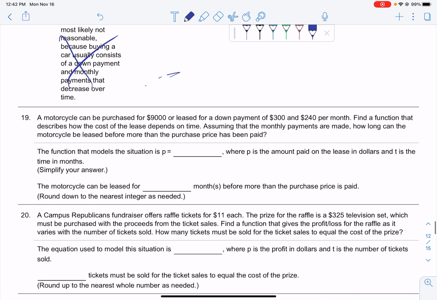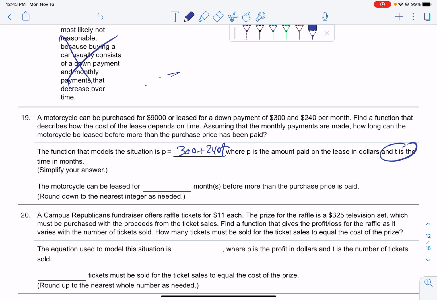Moving on, 19. A motorcycle can be purchased for $9,000 or leased for a down payment of $300 and $240 per month. Find a function that describes how the cost of the lease depends on time. Okay, so the function that models this situation, I've got a $300 down payment plus $240 per month. So it says to use T right here. T is the time in months. So 300 plus 240 T.